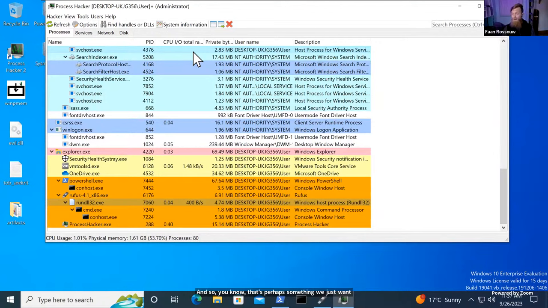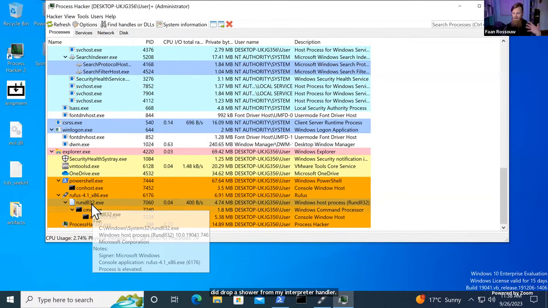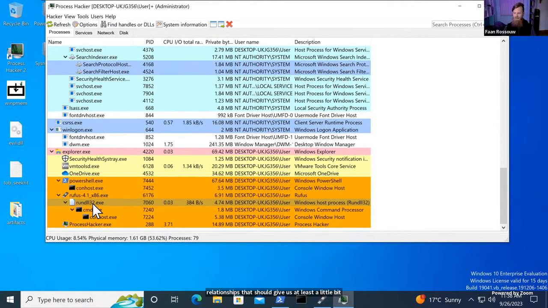But then we see rundll32 spawn a command shell. That definitely shouldn't happen. And that is certainly something that we probably just want to call the DFIR cavalry straight away. It's actually because, sorry, I didn't mention, but I did drop a shell from my interpreter handler. And so in this case, we definitely see some parent-child relationships that should give us at least a little bit of cause for concern. Okay, so let's dig in deeper.